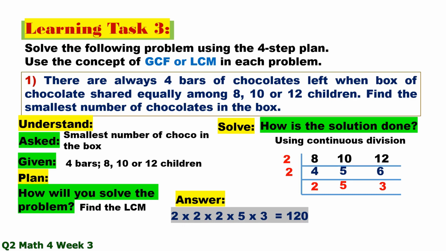So, 2 times 2 times 2 times 5 times 3 equals 120. Plus 4 equals 124.